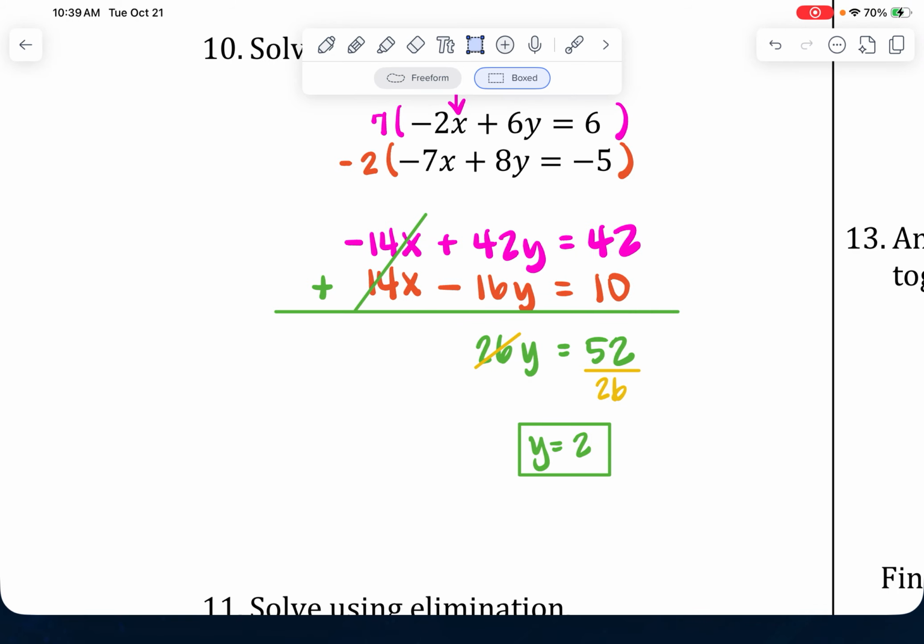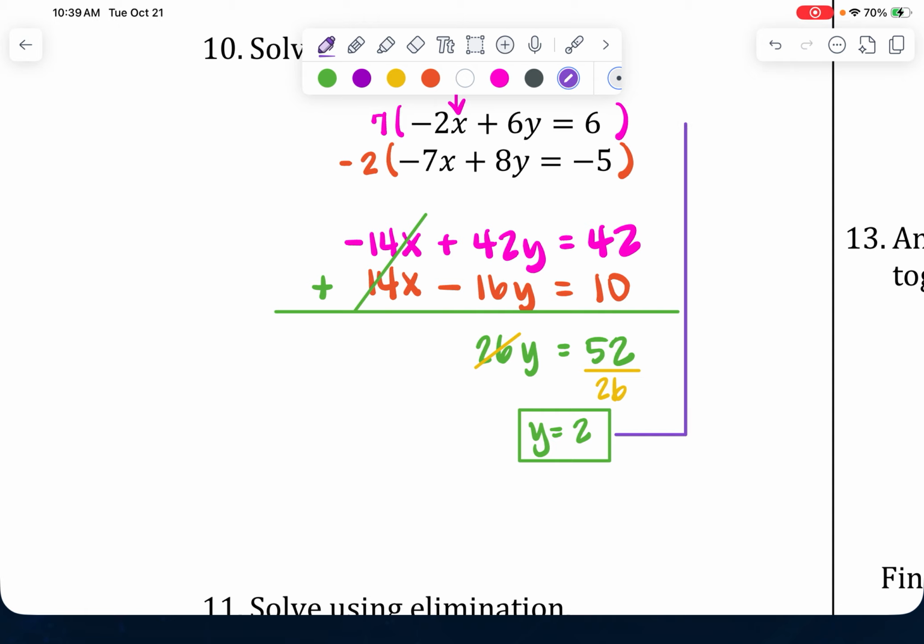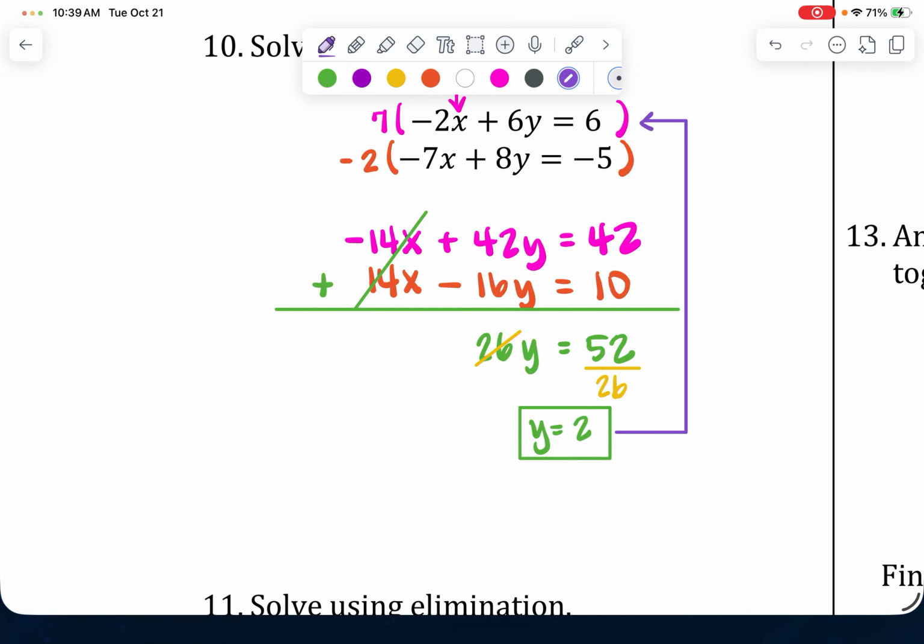All right, I still need to find x though, so I am going to go back up to one of my original equations. It does not matter which one you pick. I know I'm like a broken record. I say that a million times a day. All right, so I'm just going to go back up to my top original equation. You could use any of these two, but you run the risk of not being able to read your handwriting or making a silly mistake there. So I'm just going to use the negative 2x plus 6y equals 6.